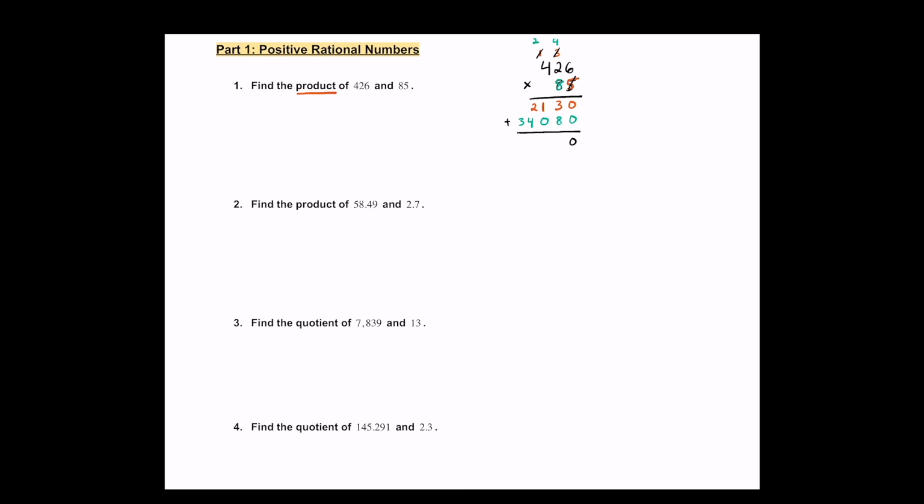So that's 0. 8 plus 3 is 11. That's going to be a 2. That's going to be a 6 and a 3. So you can put the comma right there if you'd like. But the product here is going to be 36,210.